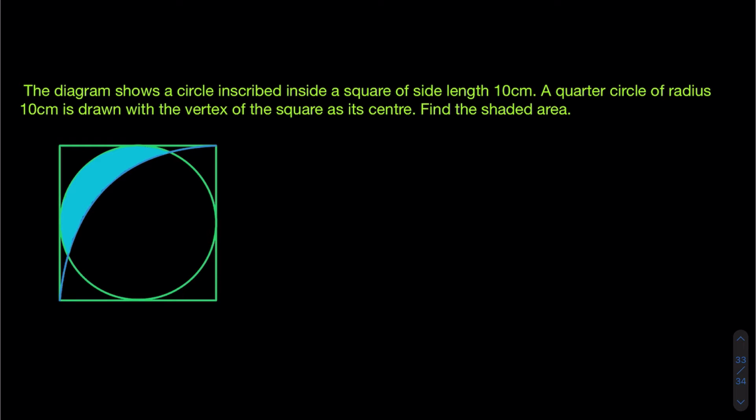Hello everyone. This is one of the challenging problems from the Additional Mathematics IGCSE book. In this problem we are supposed to find the shaded area which has been shown in this figure in blue color.